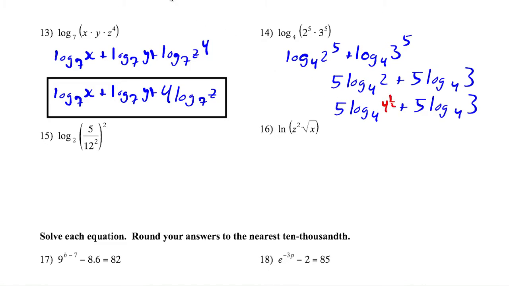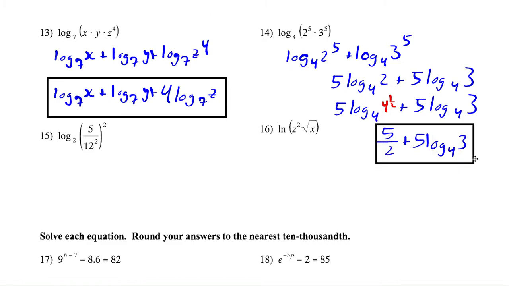Now why would we want to do that? Well, look at what I have. I have now log base 4 of 4, which is 1. So I get 5/2 plus 5 times log base 4 of 3. So anything you can reduce using those basic properties, make sure you watch out for.